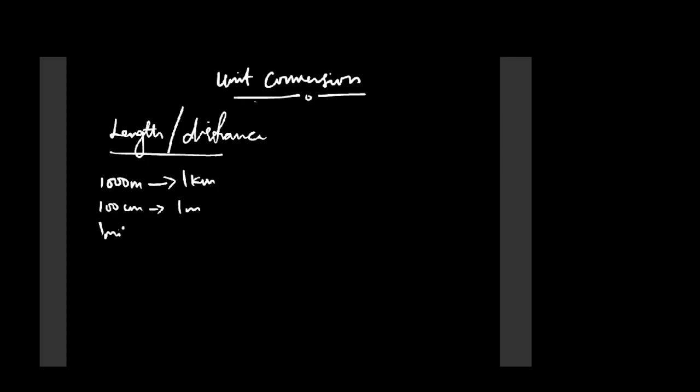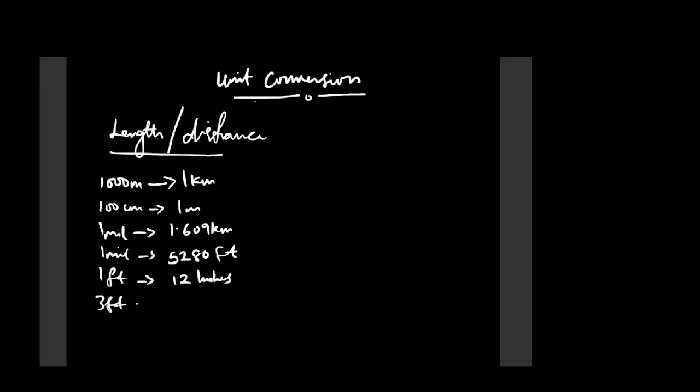If I have 1 mile, this is equivalent to 1.609 kilometer. If I have 1 mile, it's also equivalent to 5,280 feet. If I have 1 foot, this is equivalent to 12 inches. And if I have 3 feet, this is equivalent to 1 yard. If I have 1 inch, this is equivalent to 2.54 centimeter. Now, these are the units that relate to length, or what we can call distance.